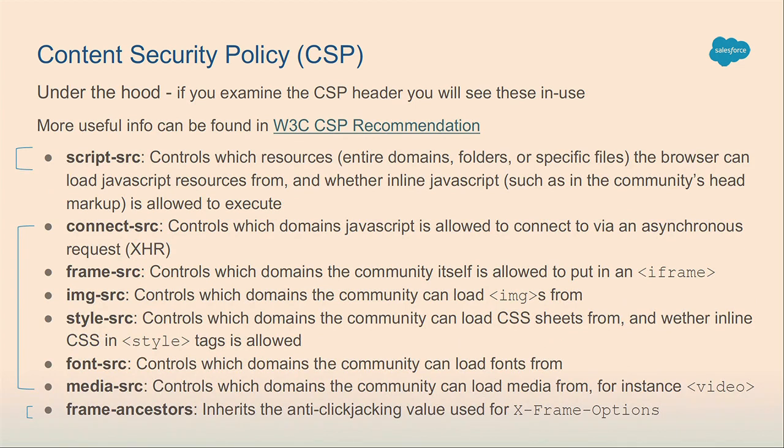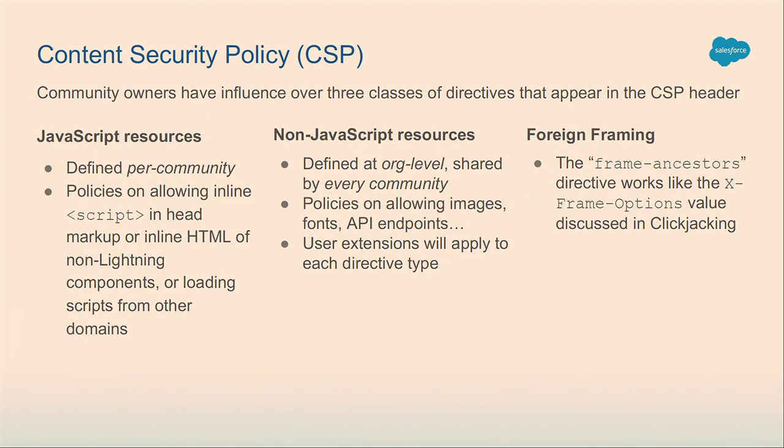So under the hood, there are these directives for CSP. We're not going to go through all of them, but that's what you'll see if you inspect the HTTP request. It's best to think of them as 3 classes of resources that you have control over. And so you have the JavaScript resources, and you can actually define your own whitelisted extensions to these, as well as being allowed to use inline JavaScript in your community head markup. And then the middle option there is for everything that's not JavaScript: images, fonts, API requests, if you have a CMS system, for instance, and so on. And those you define at an org level, and they apply to all of your communities.